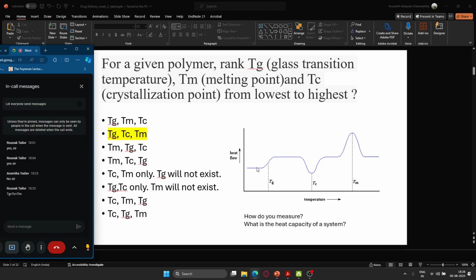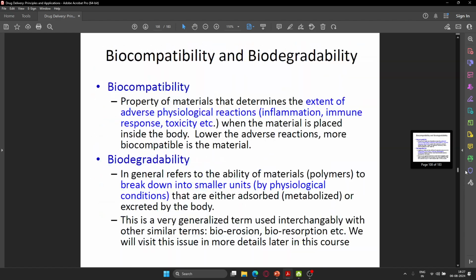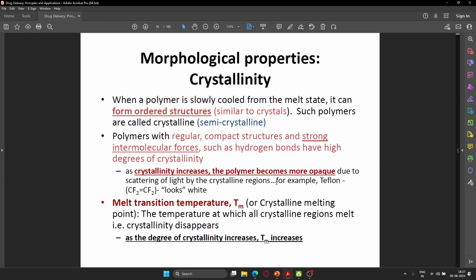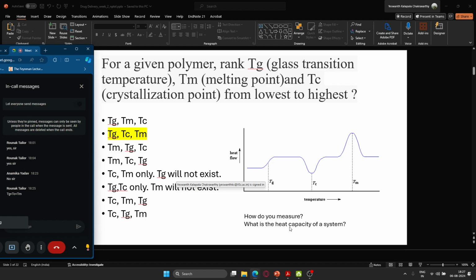Okay, so how do you measure this? Any ideas? What is this line that we are seeing, and how do you get it? Is there any instrument that can be used to measure it? This one, right? Differential scanning calorimetry. So that's the instrument that you can use to measure this.